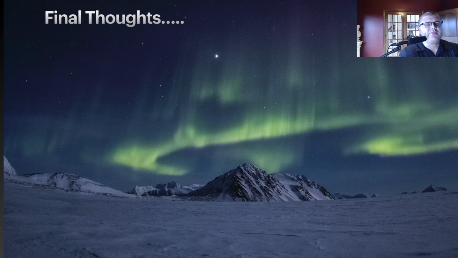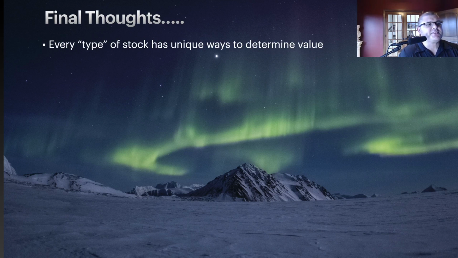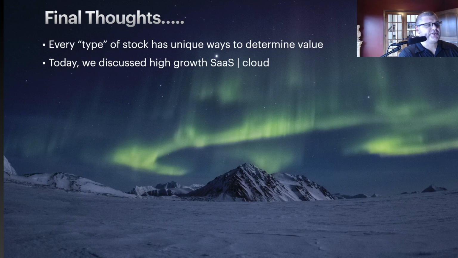All right, so my final thoughts on this. Every type of stock has unique ways to determine value. So what do I mean by that? If you're a value investor, when you're looking at a value stock, you're going to have a completely different approach. Obviously, you're not going to try doing a Rule of 40 or anything like that. You're going to look at completely different metrics and financials when you're determining value. With that said, you can use SWOT analysis on any type of stock, as we mentioned. So today we discussed high growth, SaaS, and cloud for the first two examples. Not all stocks are created equal.